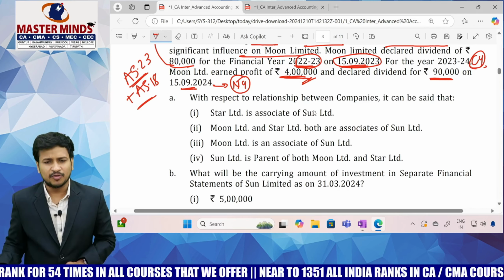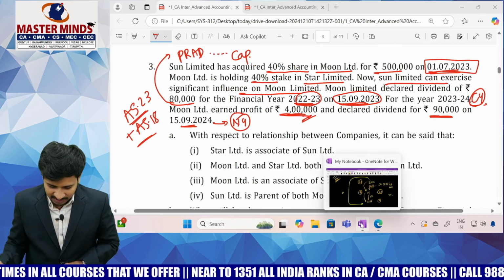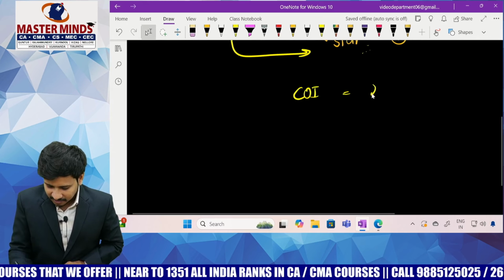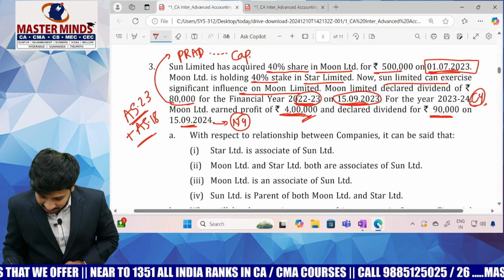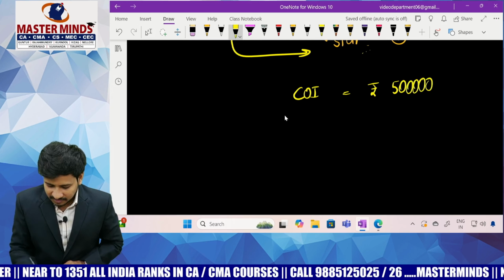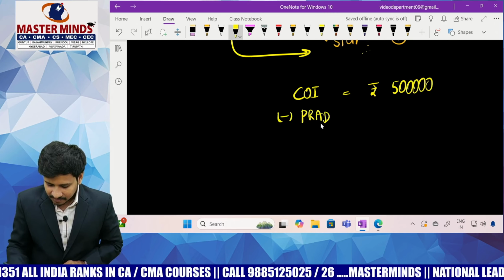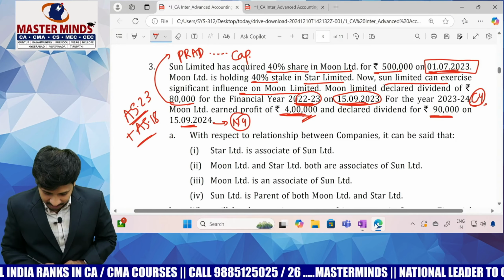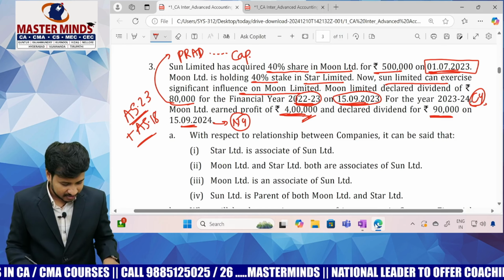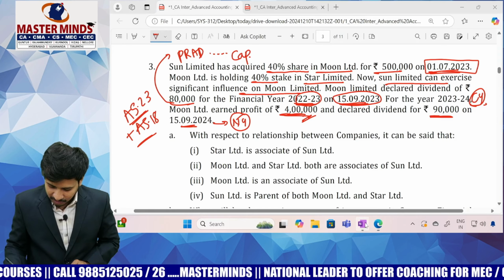With respect, yeah, if you want, you can also solve it at the initial part. So if it is of something like that, then my cost of investment is equal to rupees 4 lakhs, right? No, 5 lakhs. From this, I need to deduct the pre-acquisition dividend. And my pre-acquisition dividend comes to, total is 80,000 into 40%. So I am going to get an amount of rupees 32,000.